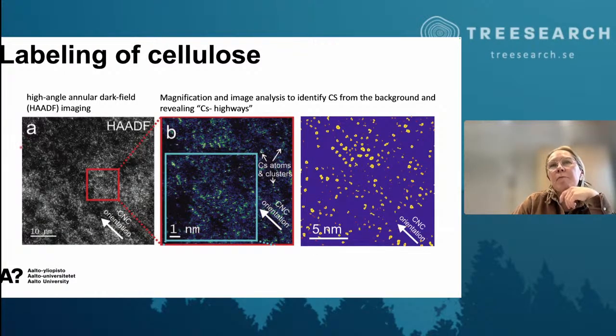Okay, what else can we say about this? We can see these kind of cesium highways here. So this is giving us a rather strong suggestion that they are positioned on the faces of the CNC crystallites. And the patterns are rather regular.